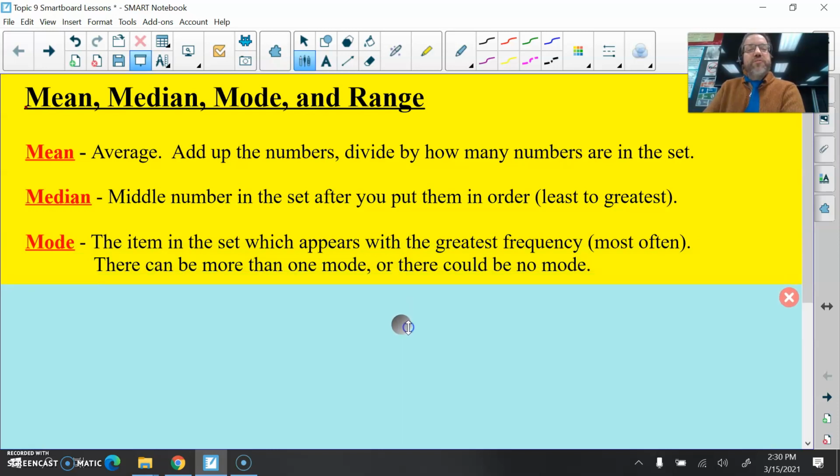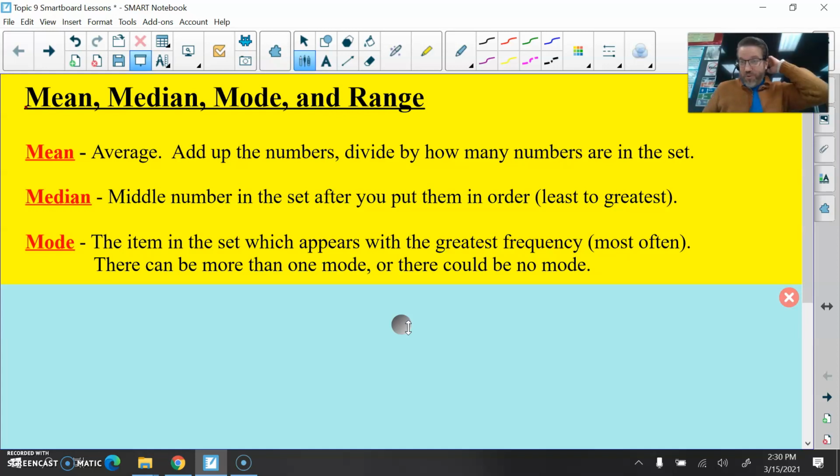Mode. The mode in a data set is the number that appears the most frequently or the most often in the data set. Okay? What number appears more than the others? What's interesting with mode, though, is it's possible not to have a mode if there isn't a number that appears more often than the others. But it's also possible to have more than one mode. Okay? And I'll talk about that more as we go through some examples.